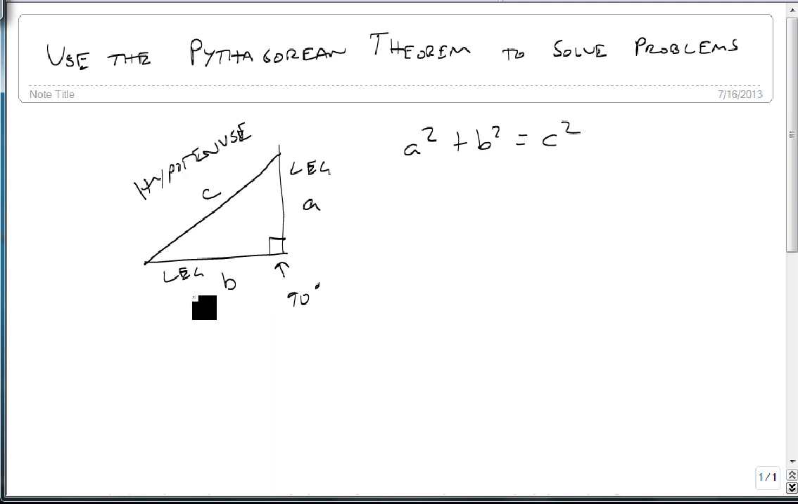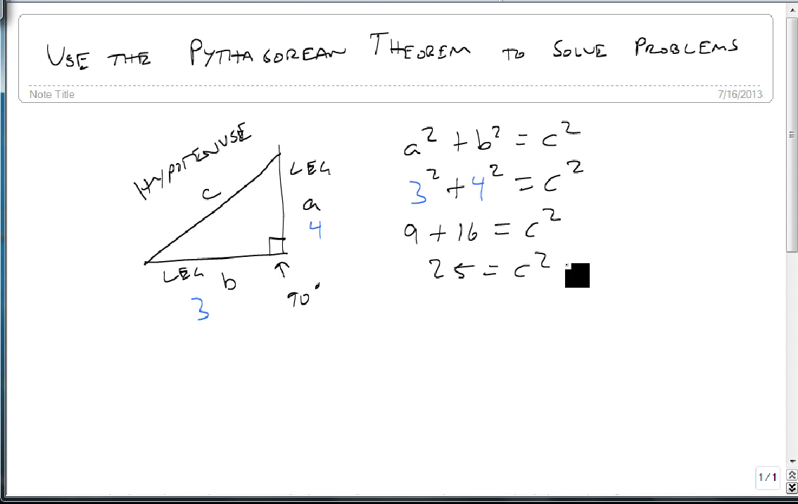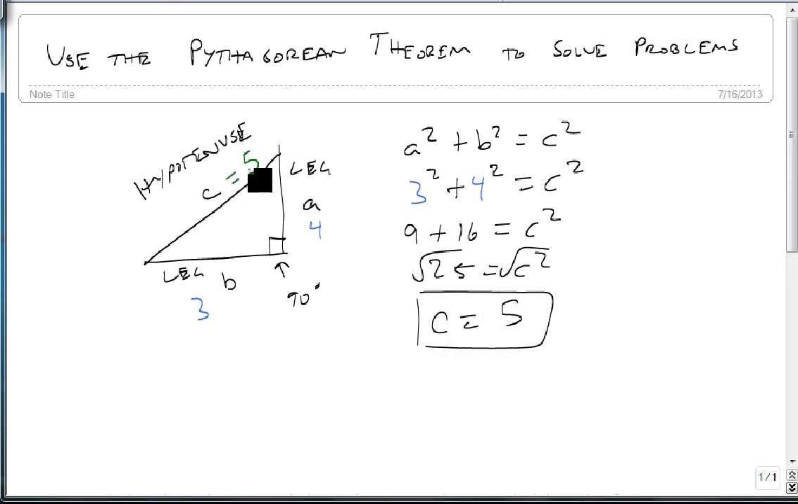As a simple example, if I have a leg of 3 and a leg of 4, I can calculate my c squared by taking the 3 and squaring it, adding that to the 4 and squaring it, giving c squared. So we get 9 plus 16 equals c squared, 25 equals c squared, and we take our square root. We're only going to look at the principal root because we're dealing with a real length, and c is 5. So that gives me a c of 5.